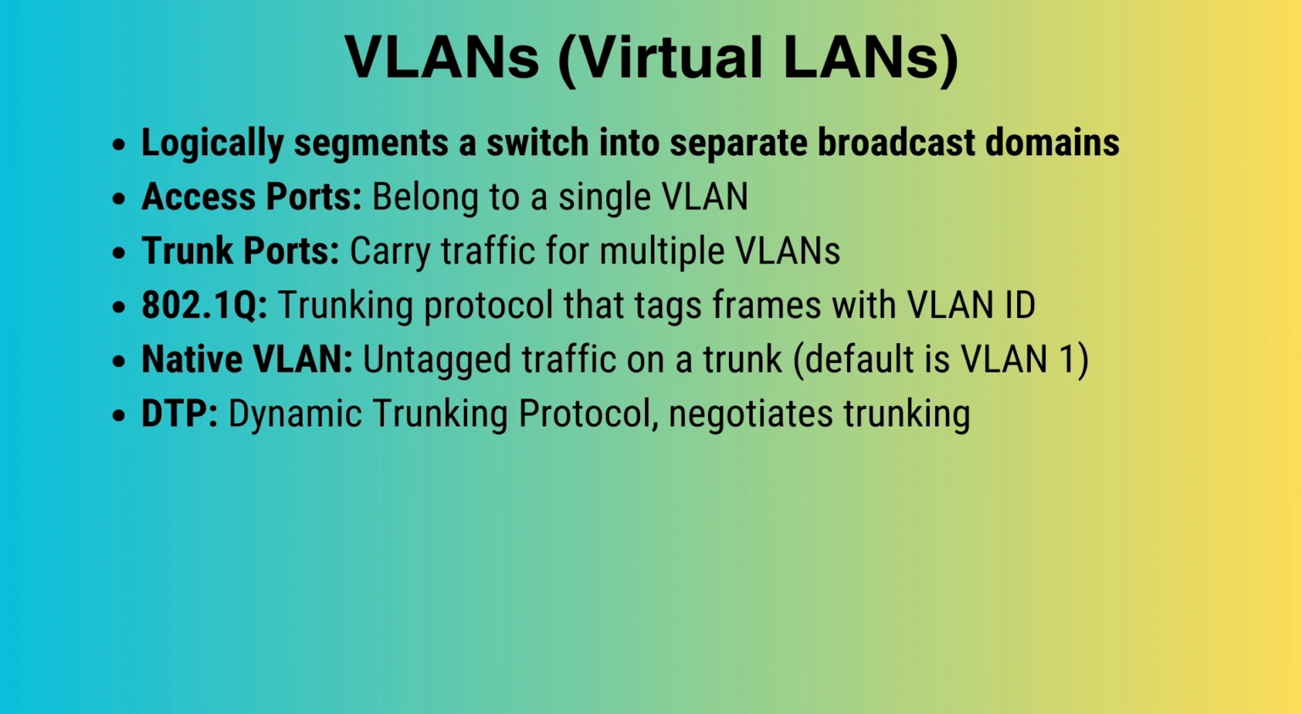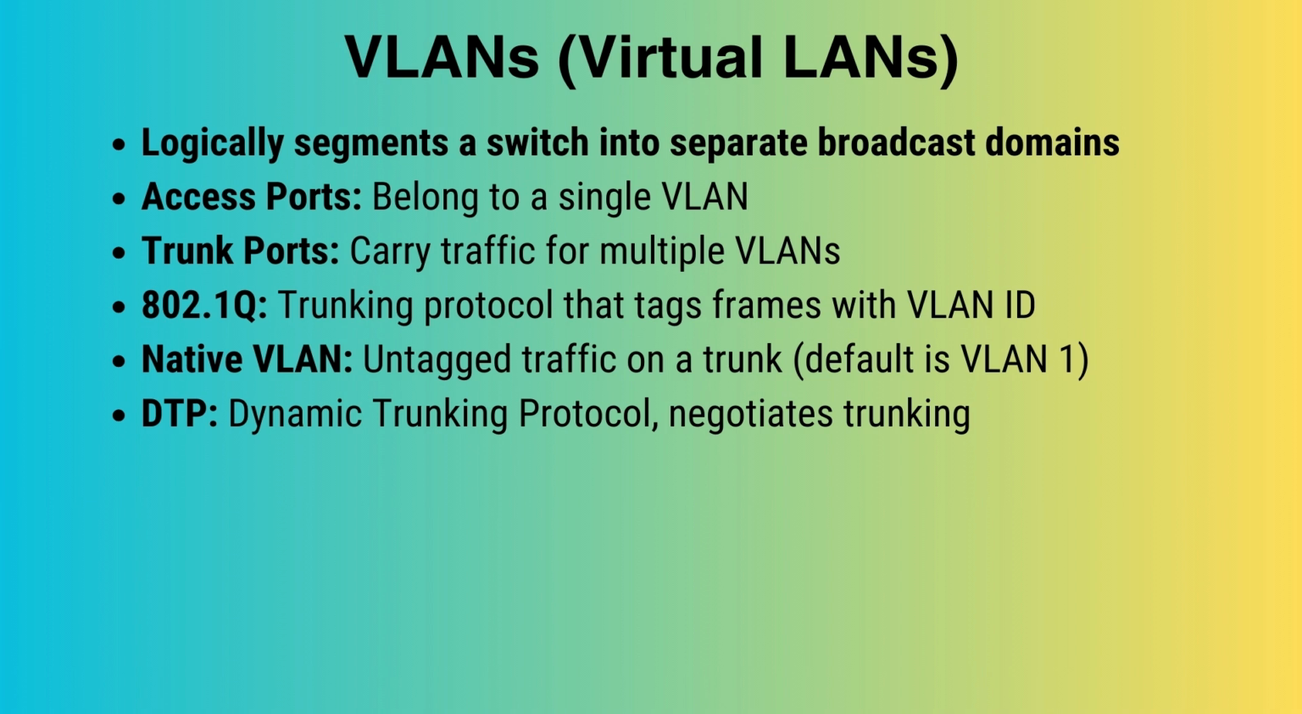VLANs logically segment a switch into separate broadcast domains, improving network management and security. Access ports belong to a single VLAN, while trunk ports carry traffic for multiple VLANs using the 802.1q trunking protocol, which tags frames with VLAN IDs. The native VLAN handles untagged traffic on a trunk, with VLAN 1 being the default.